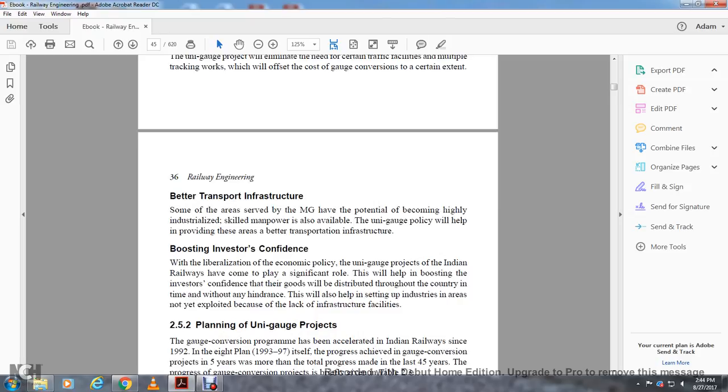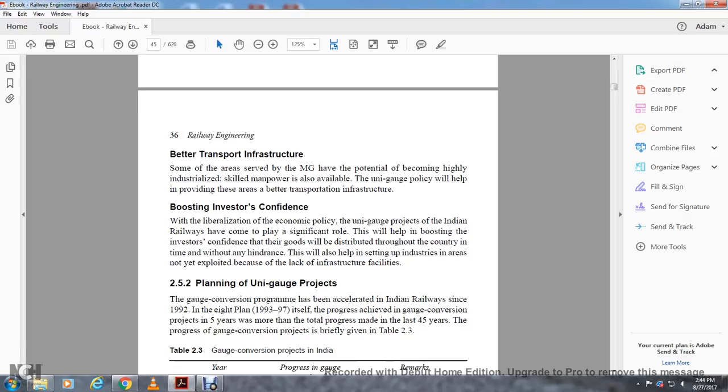Boosting investor confidence. The liberalization of the economic policy, with the unigauge project for the Indian Railways coming to play a significant role, will help boost investors' confidence for goods being distributed throughout the country in time without any hindrance. This will also help in setting up industries in areas that are not yet exploited because of the lack of infrastructure facilities.